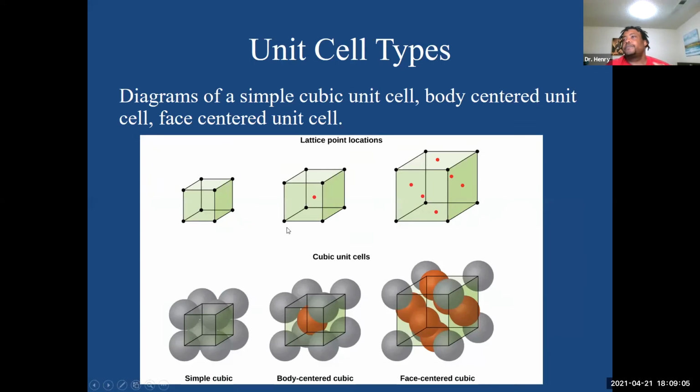So the three types of unit cells are, like I said, the simple cubic, where at every corner of the cube you have an atom located, and that's shown here at the bottom. Then we have the body centered, where in the very center of the cube we have another atom, in addition to the atoms located at all the corners. Then we have the face centered, where we have atoms on the corners, and then on every side face we have another atom. Do you guys see the difference between all three?